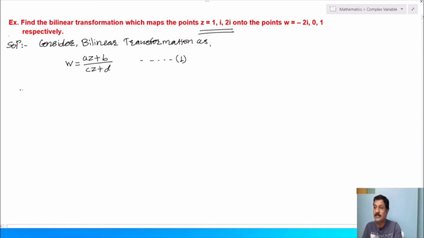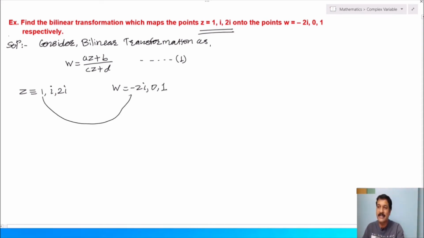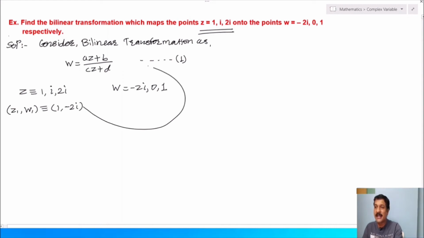So what are the values? Z values are here 1, i and 2i, and corresponding W values minus 2i, 0 and 1. It means that if Z equal to 1, corresponding W is minus 2i, Z equal to i, corresponding W is 0, and when Z equal to 2i, corresponding W is 1. So one by one. I will consider the first value Z1, W1. What is the pair? It is 1 and minus 2i. So put this value here.